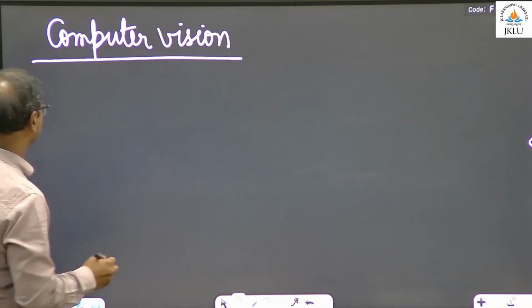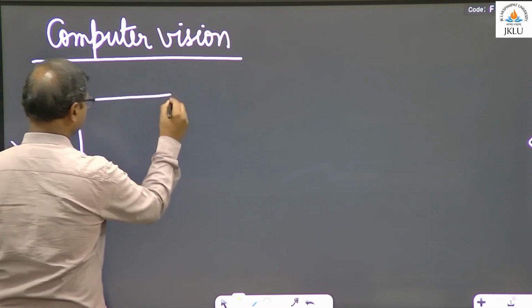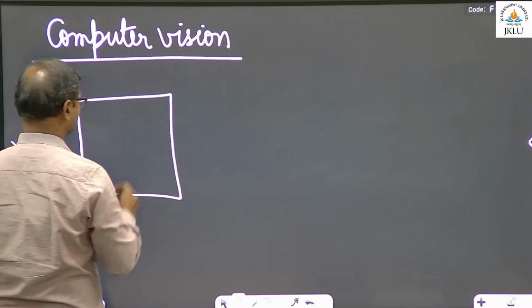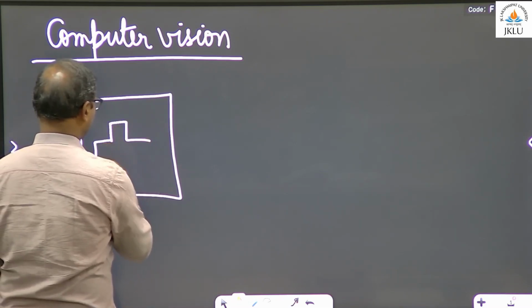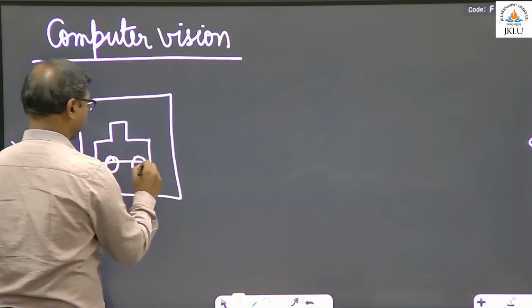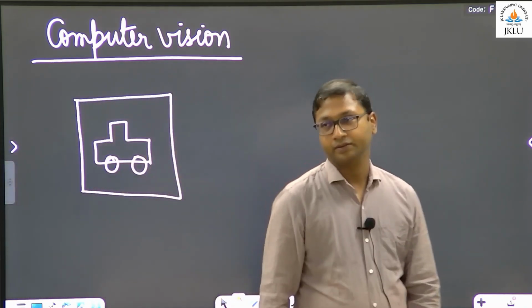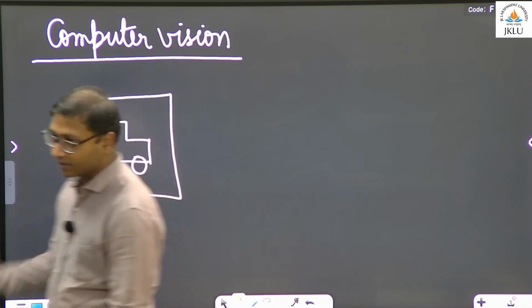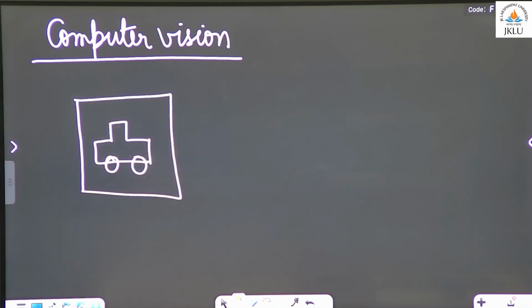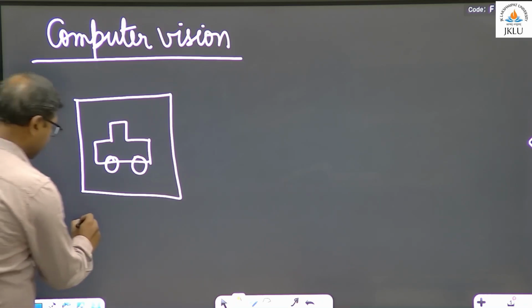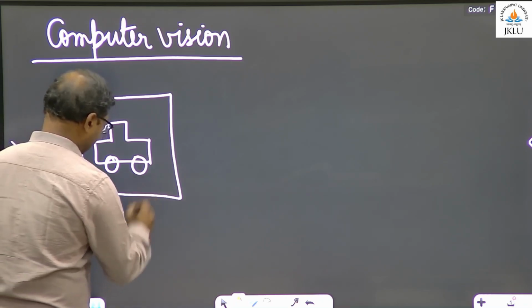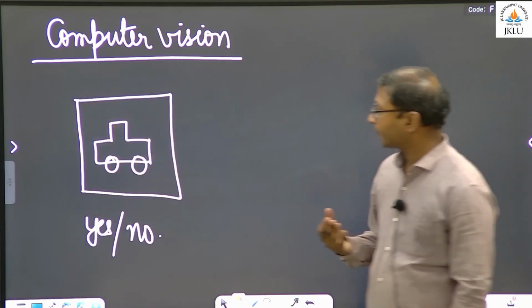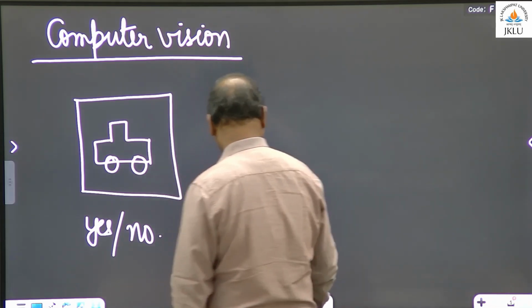So computer vision. Now you are given an image, and you are supposed to recognize some car in this. How will you do that? So you want to make a system that recognizes cars or whatever. If there is a car in this, I say yes, else I say no. So which classification problem is this? This is still binary classification.